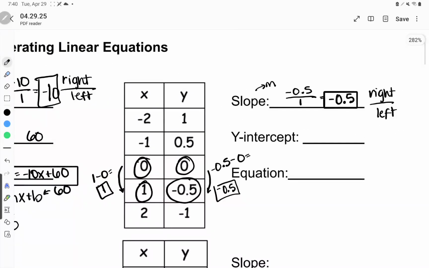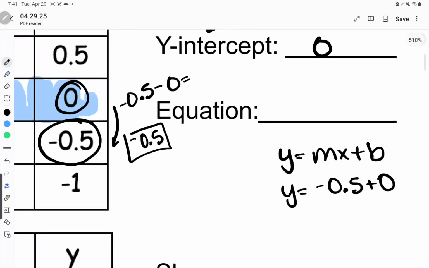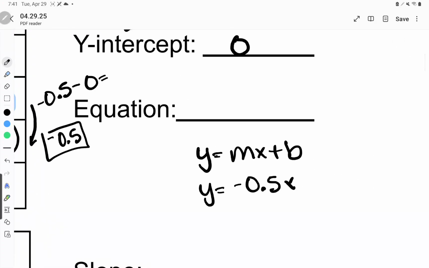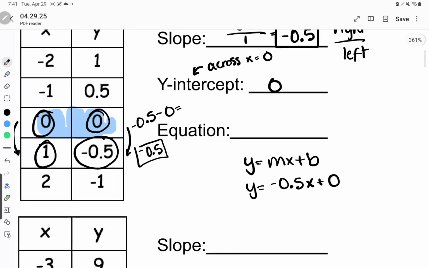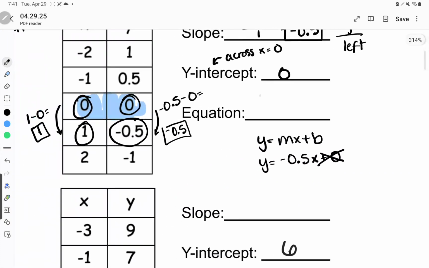Then we have our y-intercept, and how do we find our y-intercept? Our y-intercept is across from x equals 0. So I'm going to go down my x's until I hit 0, and boom, there's 0. And what's across from 0? 0. I would have y equals mx plus b. So I'd have y equals negative 0.5 plus 0. Oh, sorry, I forgot my x. x plus 0. And because it's adding 0, we don't actually have to do that, so we can go ahead and take that off, and we would have y equals negative 0.5x.